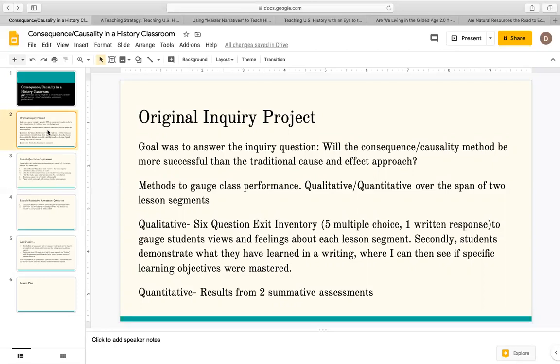The qualitative part would have taken place in one question in a 6 question exit inventory. Five of them would have been multiple choice, agree or disagree on a scale of 1 through 5. That would have been my semi-qualitative and quantitative data, and one written response, which is totally qualitative. And I'm going to go into specifics in just a second with that inventory. And secondly, the quantitative data would have been results from two summative assessments that I'm also going to show you examples of. I'm speaking a little quickly because I've done this presentation and it came out to 20 minutes. So I'm going to try to really get through this.